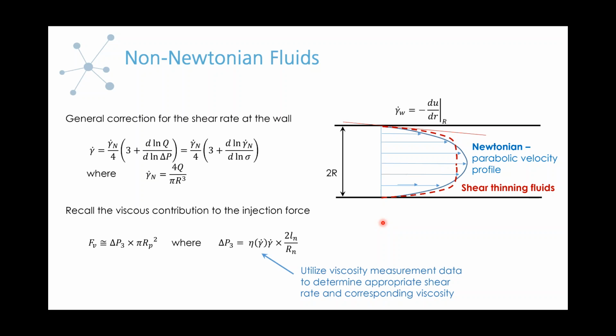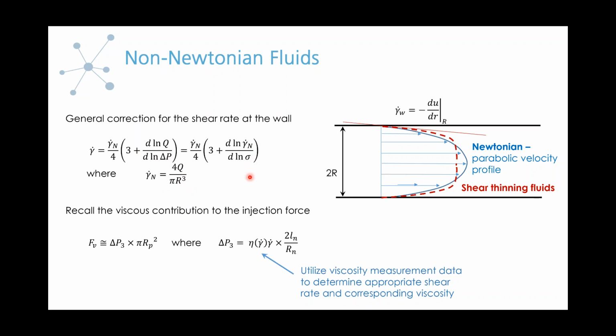So we're going to talk about shear thinning fluids because these are the most common behaviors. Shear thickening is much less common. What you see in the velocity profile for shear thinning fluids is it's somewhat flattened out in the center, and then the rate is often higher near the wall. So there is a general correction that you can use to correct for the shear rate at the wall. That's just going to depend on the shear rate if it were a Newtonian fluid, which we've just defined. So that's 4Q over πR cubed. And then what you would need to know is either Q as a function of pressure drop, so flow rate as a function of pressure drop, or shear rate as a function of stress.